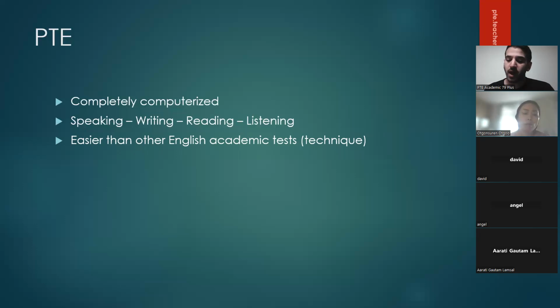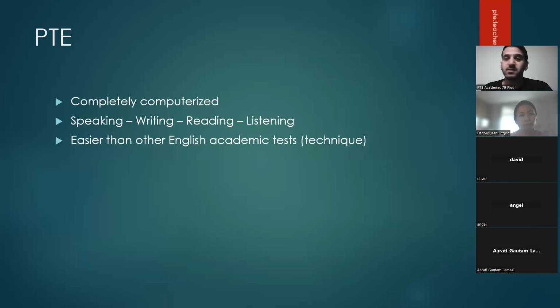So why is it easier? I'm not going to say it's easier. It's actually easier to get a higher score in PTE. So if you're aiming for a 65 plus, which equals to a 7 in IELTS, or if you're aiming for an 8 in IELTS, which equals to 79 in PTE, that score is much more achievable. It's easier to achieve in PTE compared to IELTS or TOEFL or other academic exams. And it's because of the templates.